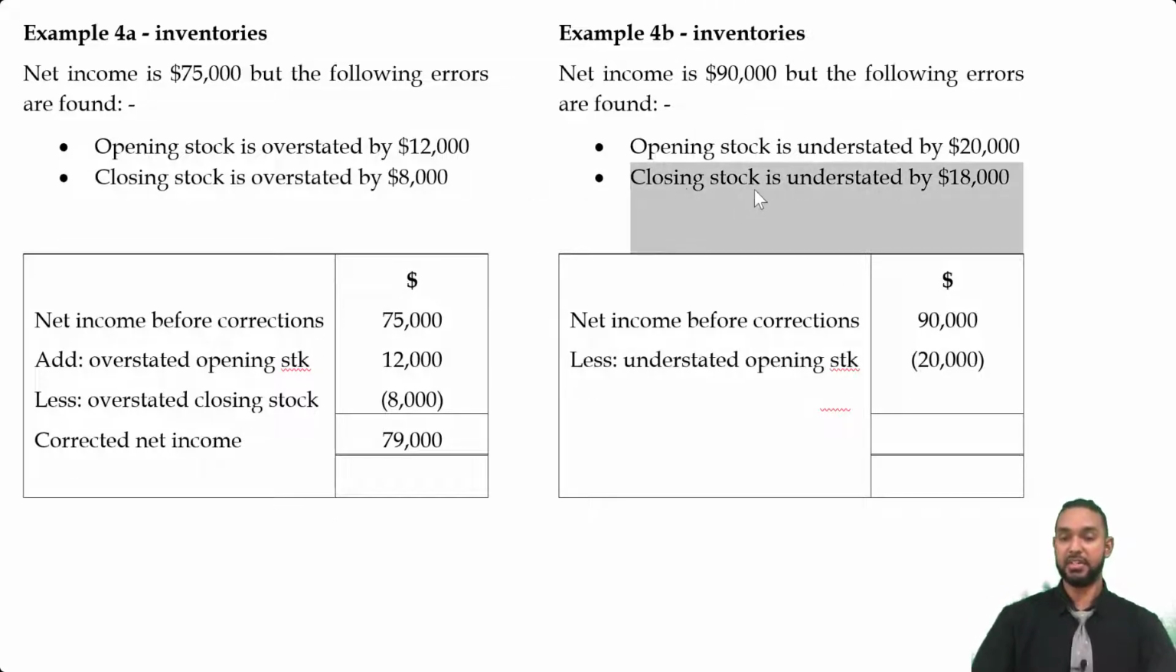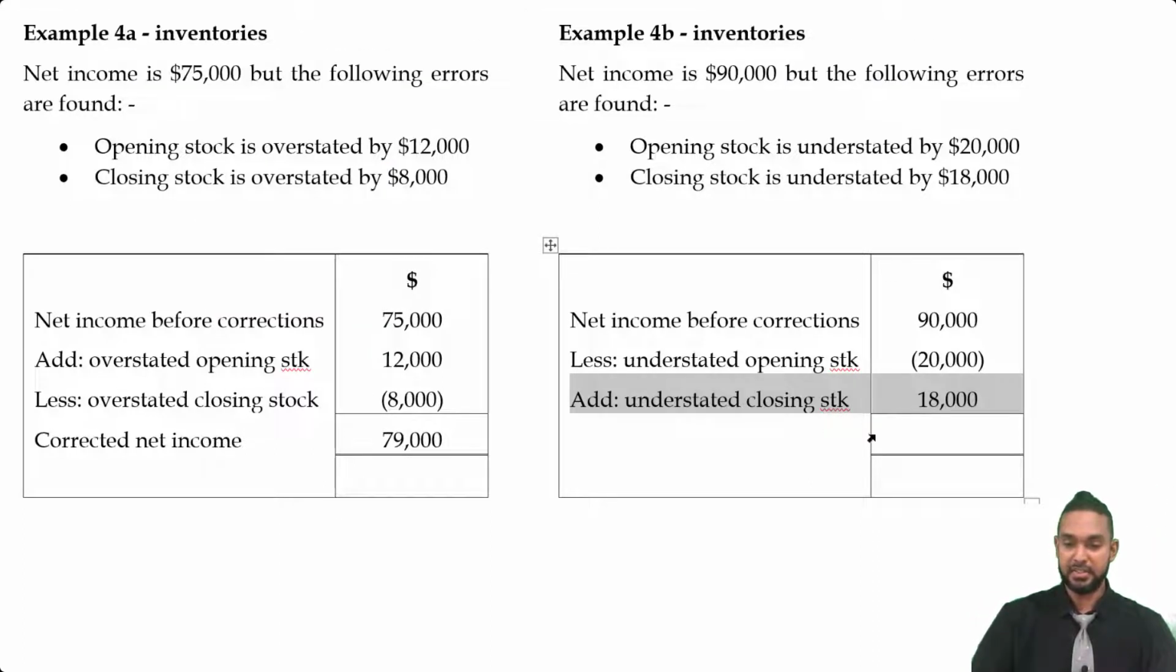Similarly, if closing stock is understated, closing stock behaves like a revenue. It and net income move in the same direction. If it is understated, it's too low. To fix that, we have to increase it. And when you increase a revenue item, profit goes up as well. So we are going to have to add the understated closing stock amount in the correction of net income. Oh, I forgot to put the line item here.